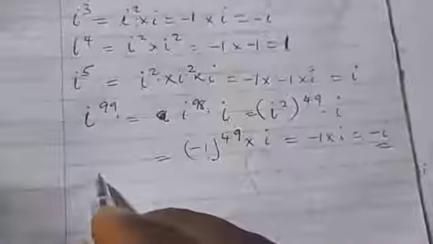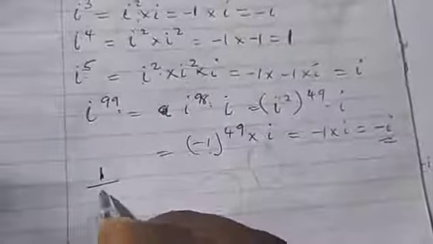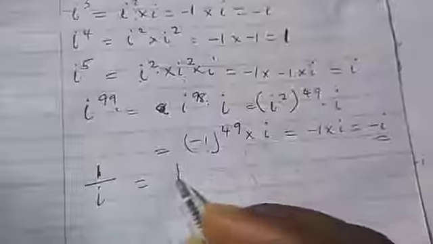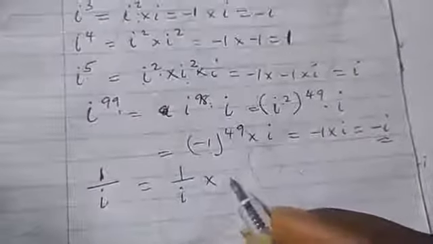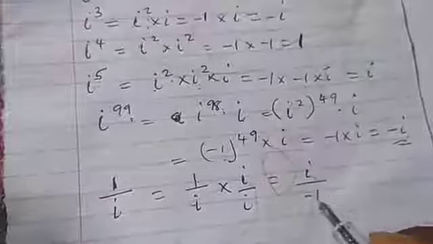Another important one on i is division. If you have 1 over i, just rationalize, multiply both sides by i. So 1 times i is i, and i times i is i squared. Our i squared is minus 1, so this should give me minus i. That means 1 over i is minus i. So we can continue dealing with that.